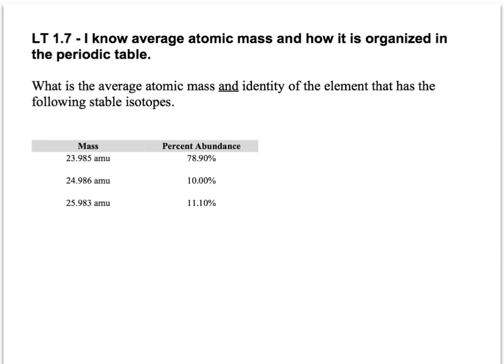We're now on Learning Target 1.7. I know average atomic mass and how it is organized in the periodic table. So let's look at a specific question. What is the average atomic mass and identity of the element that has the following stable isotopes?